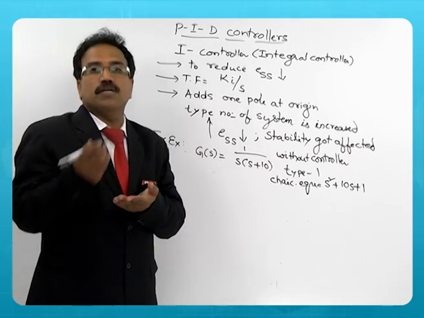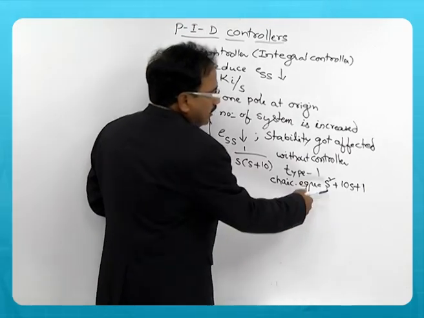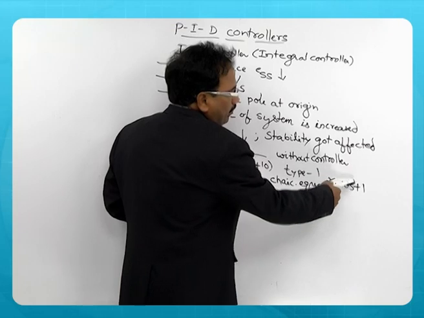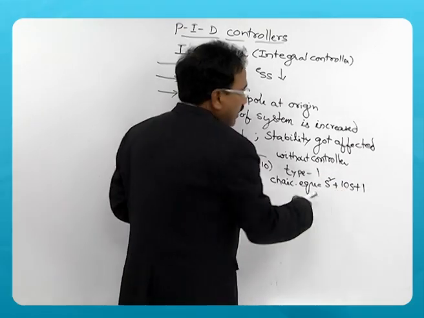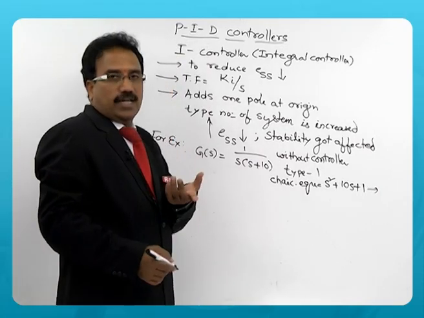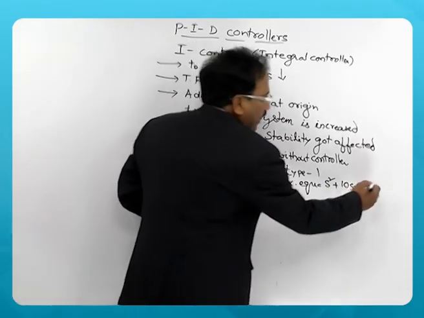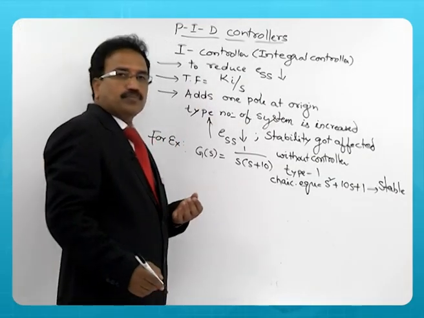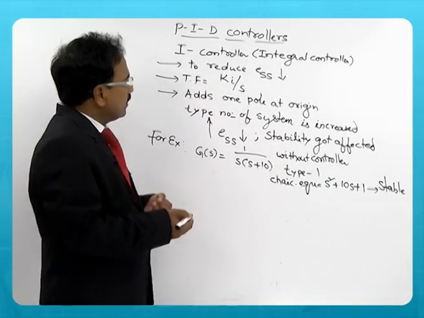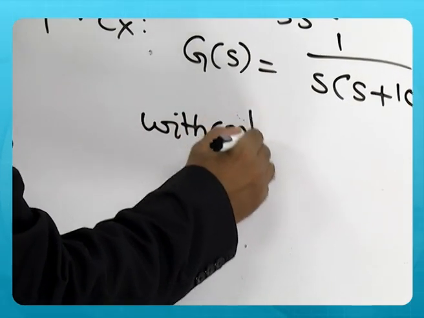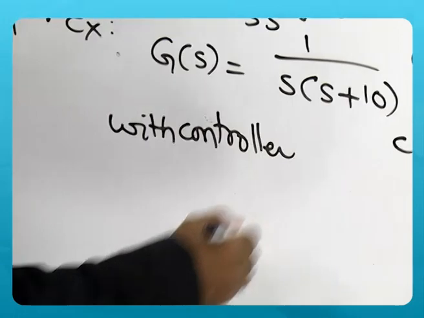This is the characteristic equation of the given system, and by looking at it, you can say whether the system is stable or not. You can see that all the terms, s power 2, s power 1, s power 0, are present. So by looking at this, or even by finding the roots of the characteristic equation, you can say that the system is stable. Now let us add a controller. So a controller is added to the system.